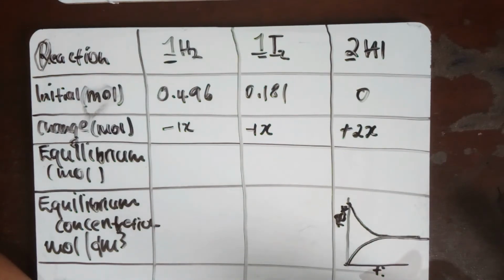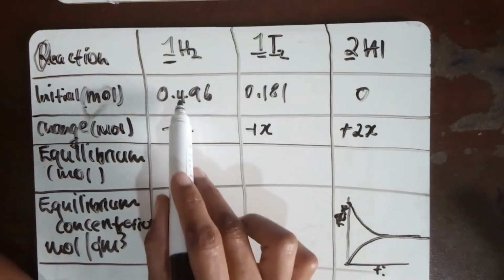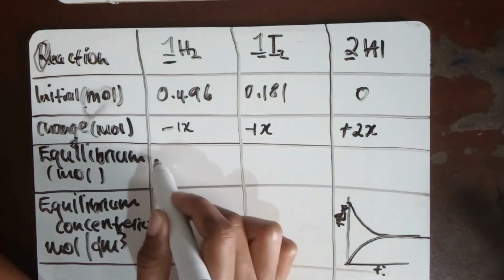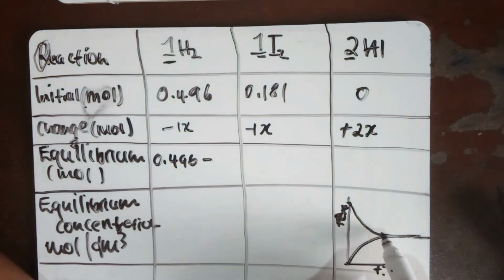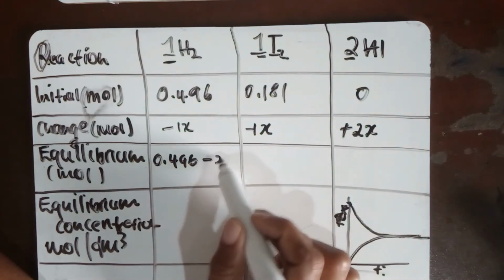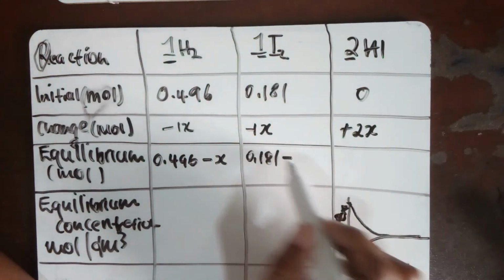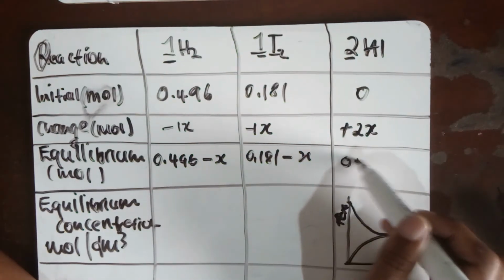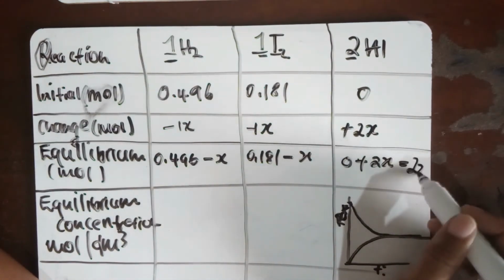And then we will say, okay, at equilibrium, we know the number of moles we will have. If we started off with 0.496 and they are decreasing, it means at equilibrium we'll have 0.496 moles minus whatever change of moles we experienced. Same thing, we'll have 0.181 moles minus whatever change it decreases by. Here it increases, so we'll have 0 plus whatever change it increases by, 2x, or we can just simply write 2x, right? Cool.